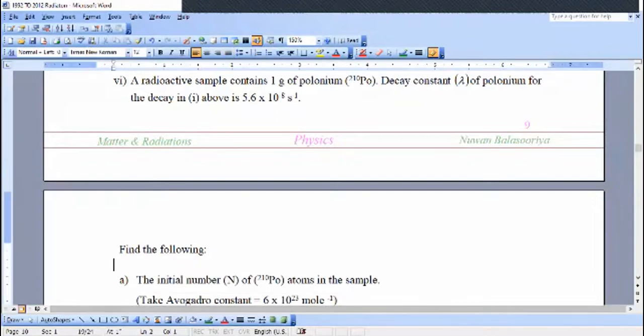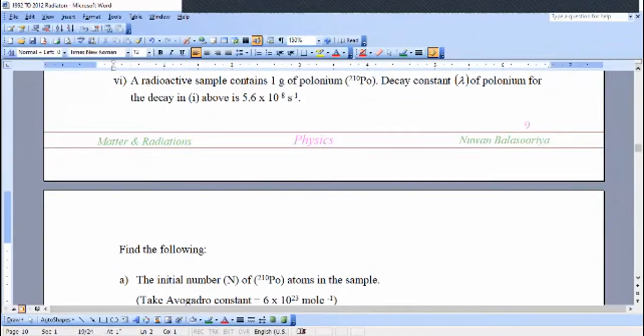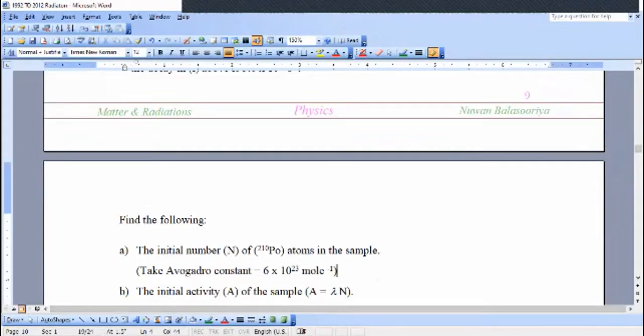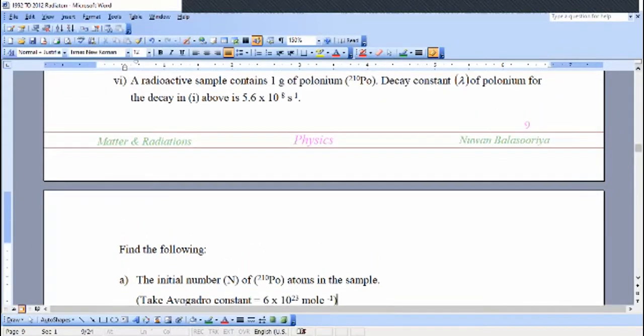And they have given us a number which is called Avogadro's constant. So let me explain all these things given in Roman number 6 and simple A, because there may be some students who have not learned these things, because there are some students who have not learned chemistry. So let me explain.